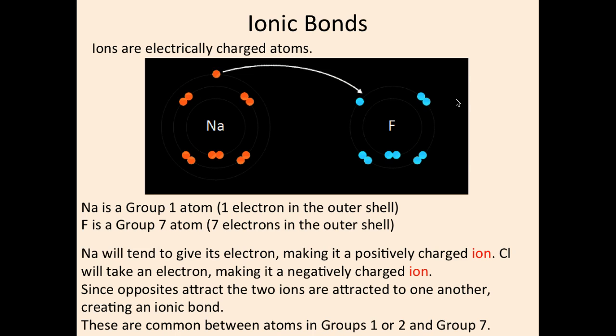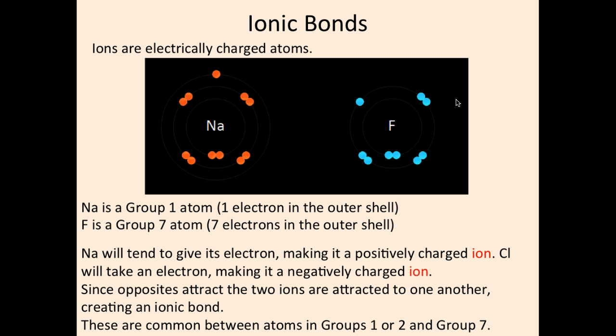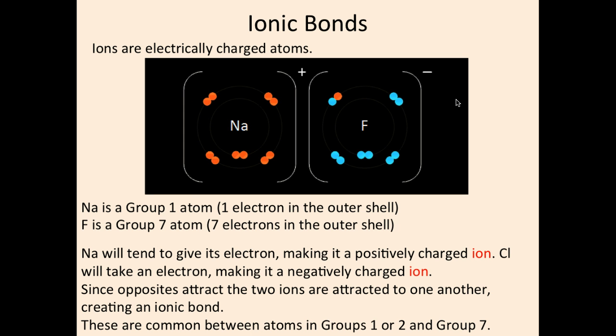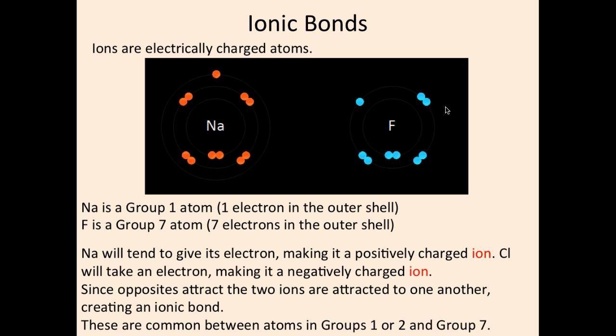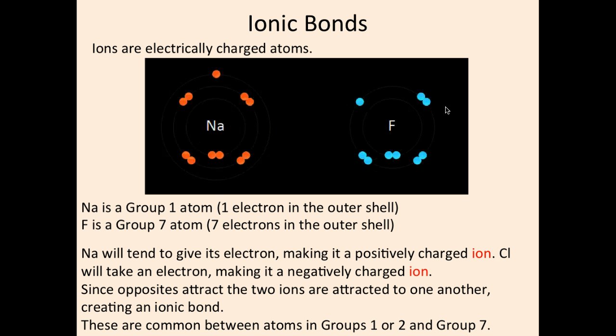So as we look here at the animated GIF, sodium has 1 electron in its outermost orbital, in its 3rd orbital. When it gives that away, as you see here, it becomes positively charged. The fluorine on the right is taking the electron. When it takes that in, it's gaining 1 negatively charged electron and thus becomes negatively charged.